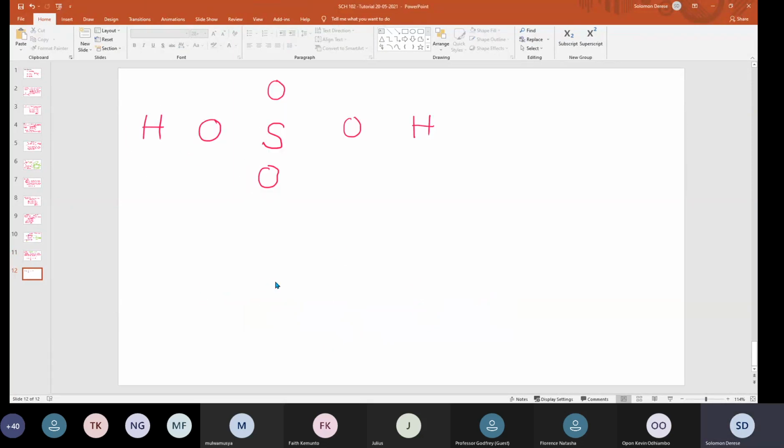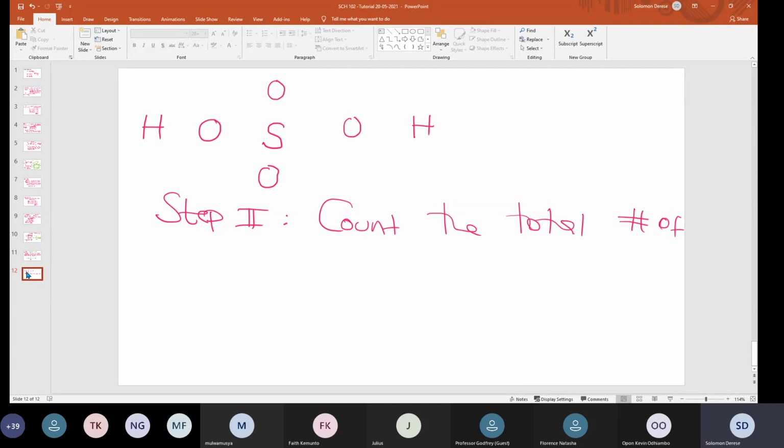Okay, so this is how the atoms are arranged, and then the second step is to count. Step 2. Count the total number of valence electrons.